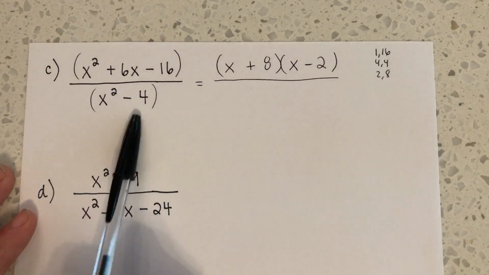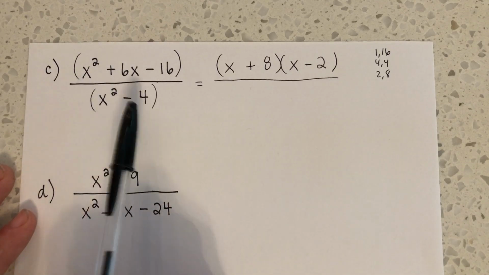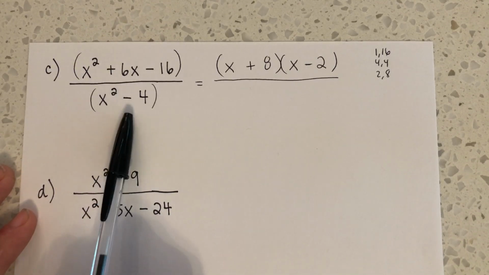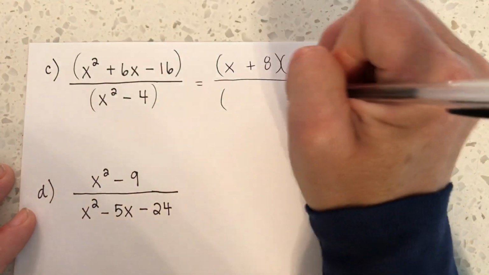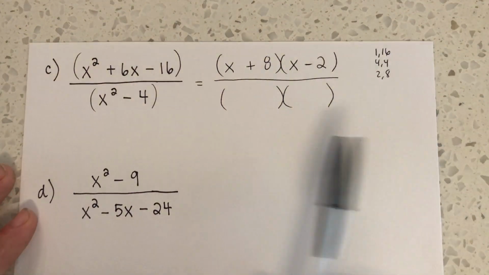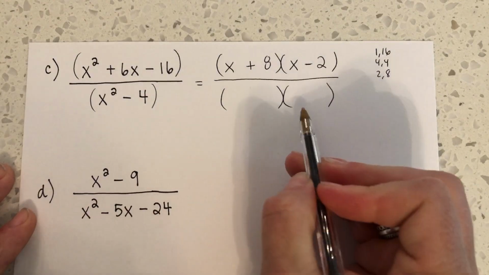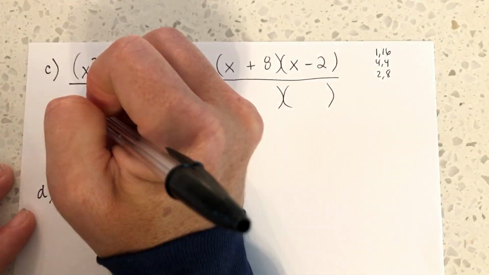So bells, whistles, sirens, neon flashing lights should be going off in your head. That's the difference of two squares, right? And the difference of two squares always factors to the same two factors, except one's plus and one's minus. So just take your square roots.